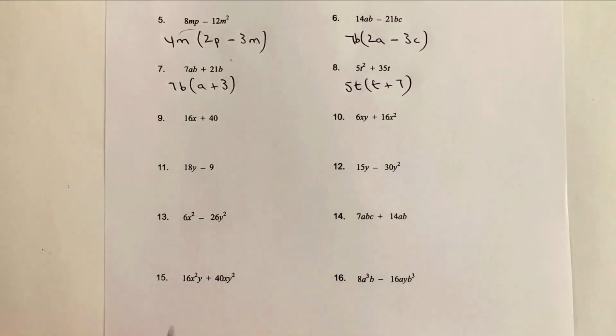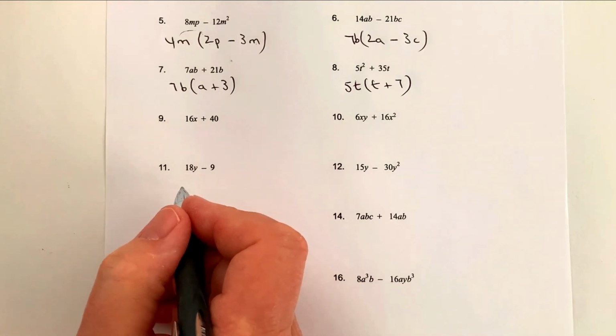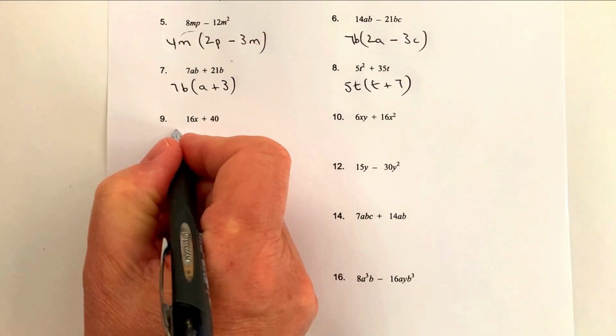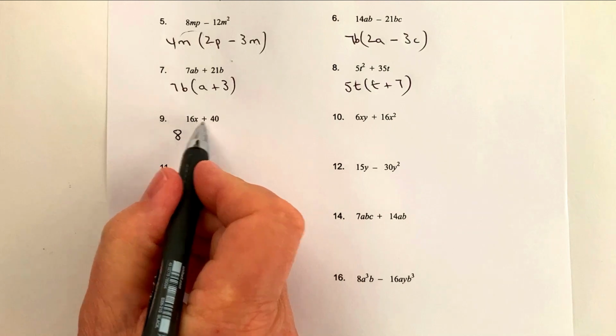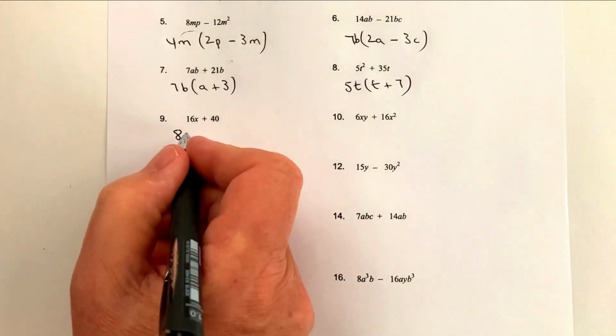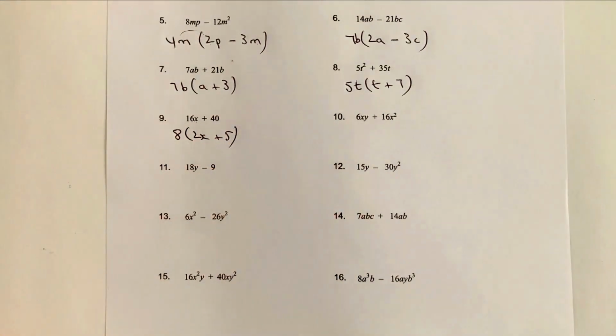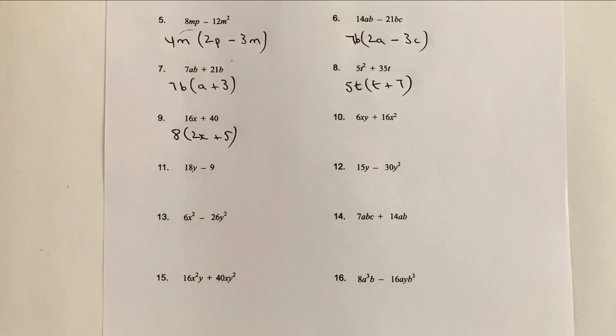So question number 9, the biggest number that will divide into both is going to be 8. I haven't got letters in both terms, so therefore it's just going to be 8. That's going to be 2x plus 5. Okay, let's move on to question number 10.